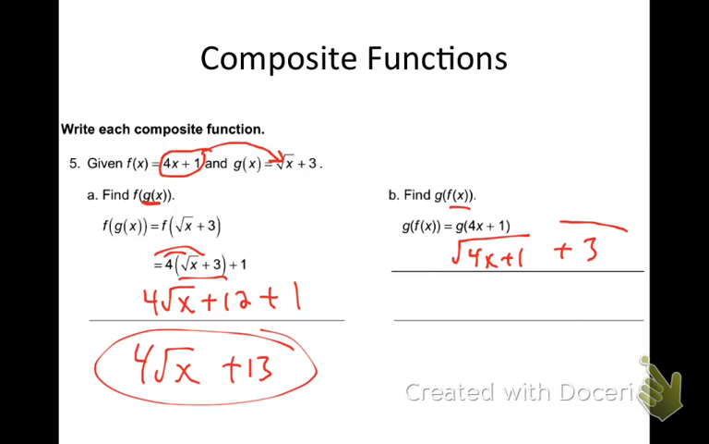Yep, the 1's inside the radical, the 3 is not. There's your final answer.